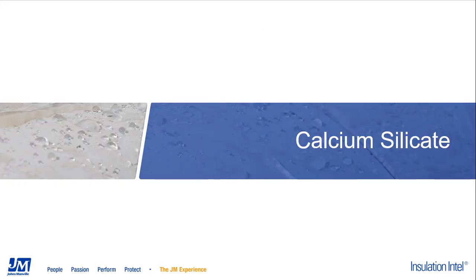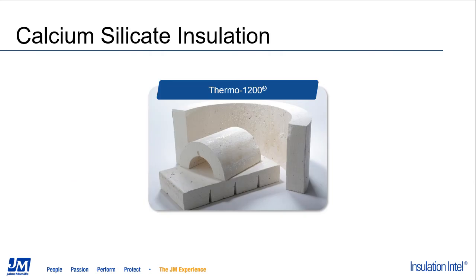That is our Thermo 1200 product. This is available in pipe sections as well as block and V-groove, beveled edge, and curved segment formats, depending on what the application is, in particular if it's a pipe or piece of equipment or possibly a tank or a vessel. So it is available in a wide array of formats.